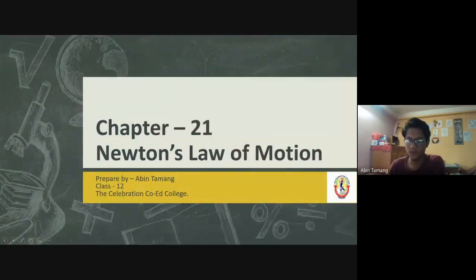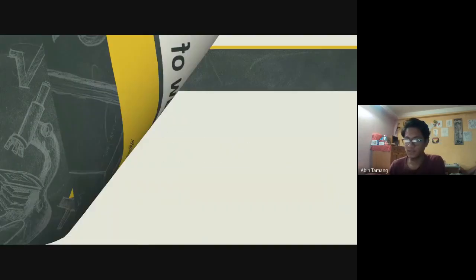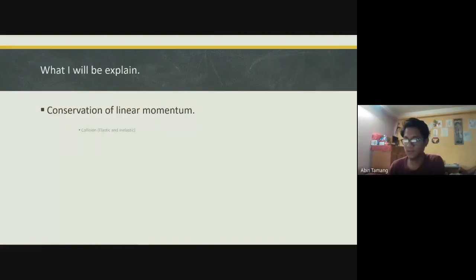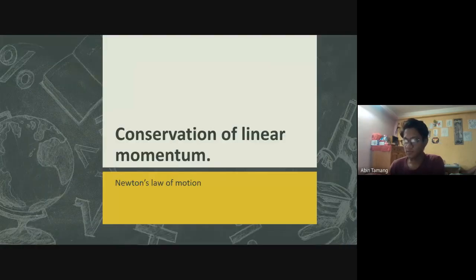Chapter 21, Newton's Laws of Motion. And the topics that I will be explaining are conservation of linear momentum and collision, elastic and inelastic included. So first, we will be talking about conservation of linear momentum.